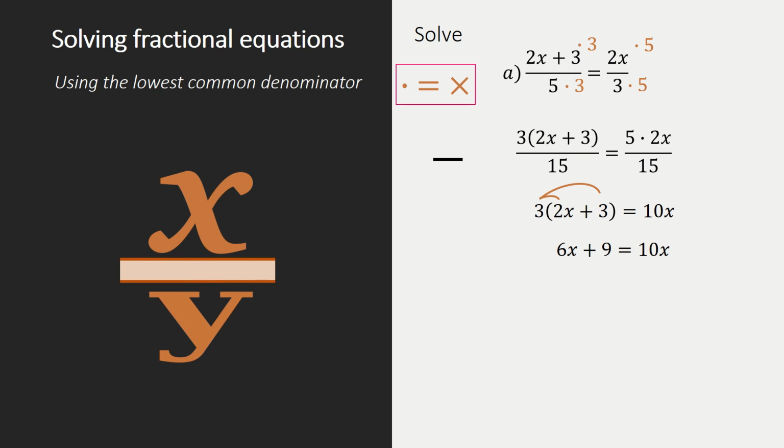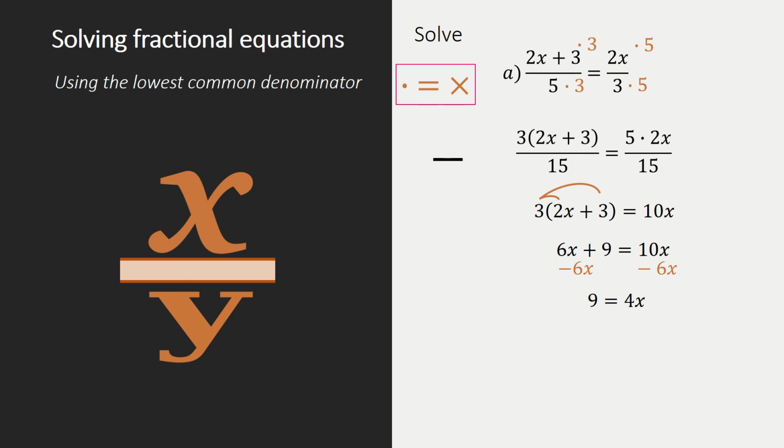We've learned to put all letters on the left-hand side and all numbers on the right-hand side. However, sometimes it's easier to do it the other way around. In this case it is, since there are only letters on our right-hand side. So I'm going to subtract 6x from both sides so that we maintain balance. Think about the balance method. 10x minus 6x equals 4x. So you get 9 equals 4x.